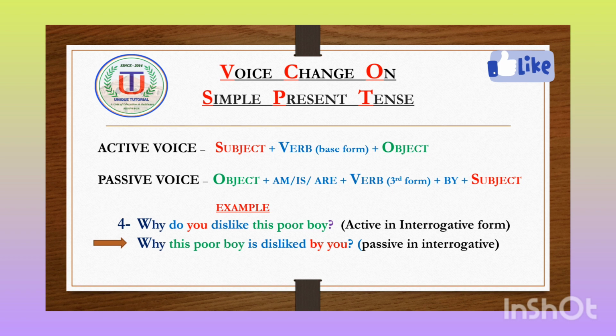Here is another type of example. Why do you dislike this poor boy? This sentence is also in simple present tense and also in interrogative form. So in passive voice, why will be as it is. Then the object will come first, that is this poor boy. Then after placing the auxiliary verb, the verb will be in third form, then the subject. So the final answer will be: why is this poor boy disliked by you.